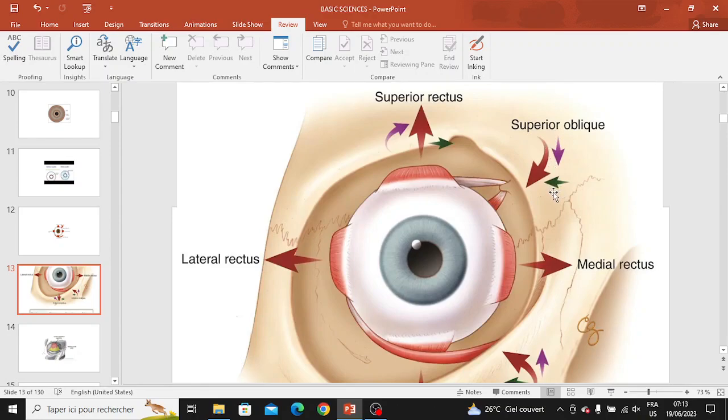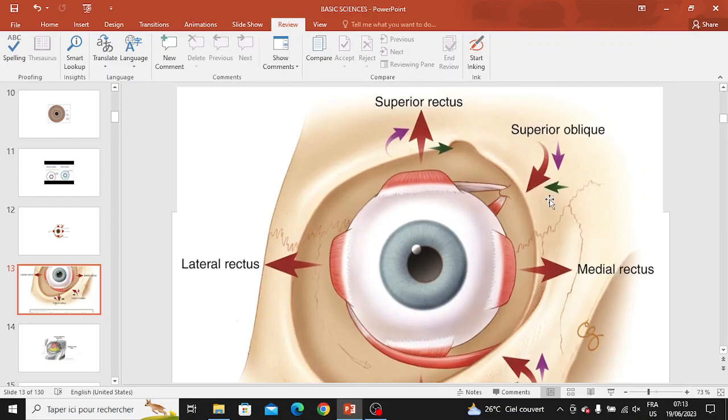Okay, so let us now talk about functions of the extraocular muscles. Let's start with the superior. Remember that without their innervations, this muscle cannot function well. And once there's a palsy of these cranial nerves, the muscles cannot function. Now, so superior rectus, what does it do? It moves the eyeball superiorly.